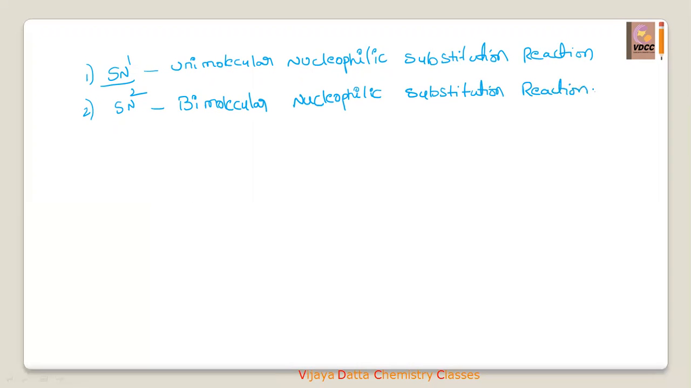Okay, nice. Now, what is meant by this SN1 and SN2 reaction? Why are we calling them unimolecular and bimolecular? And what is meant by nucleophilic substitution? First of all, we should know. Substitution is nothing but one group being replaced by the nucleophile. Nucleophiles are negatively charged species.